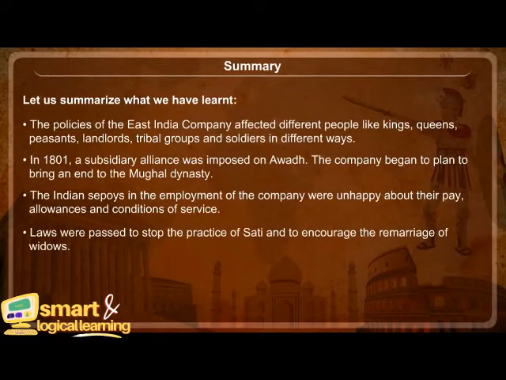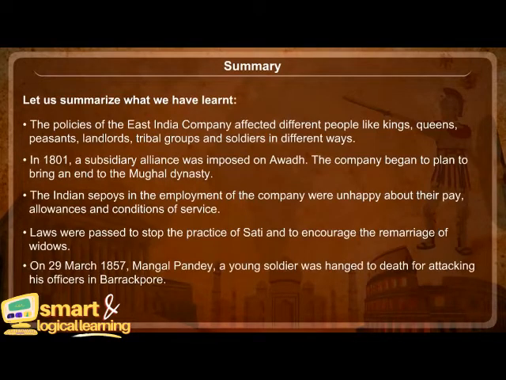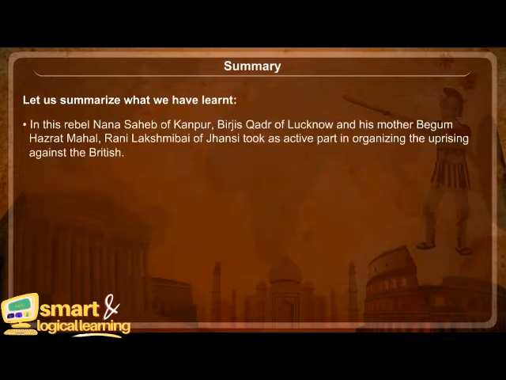Laws were passed to stop the practice of sati and to encourage the remarriage of widows. On 29 March 1857, Mangal Pandey, a young soldier, was hanged for attacking his officers in Barrackpore. In this rebellion, Nana Sahib of Kanpur, Birjis Qadr of Lucknow and his mother Begum Hazrat Mahal, and Rani Lakshmibai of Jhansi took an active part in organizing the uprising against the British.